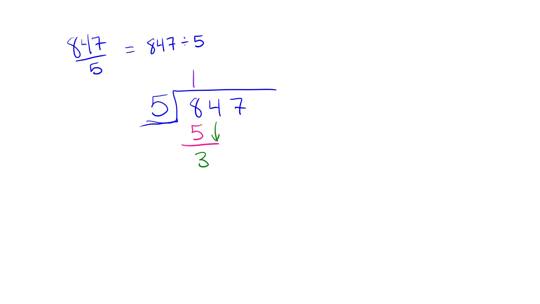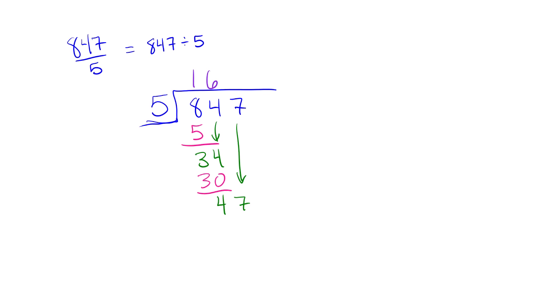Okay, and then we bring down the next number, which is 4. So then we say, okay, how many times does 5 go into 34? And we realize that it goes in 6 times. So then we multiply 6 by 5, and we get 30. Then we subtract again. 34 minus 30 is 4, right? And then we bring down the 7.